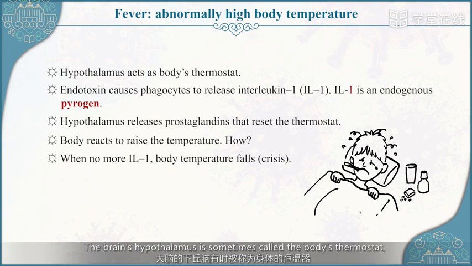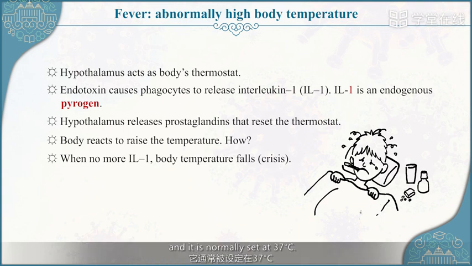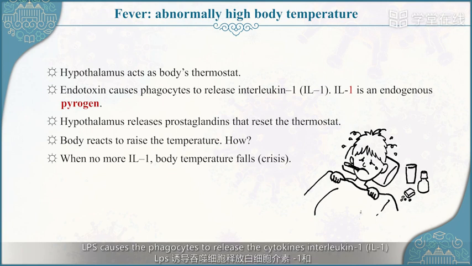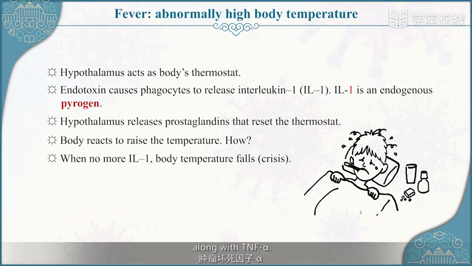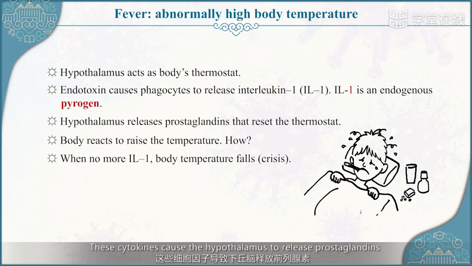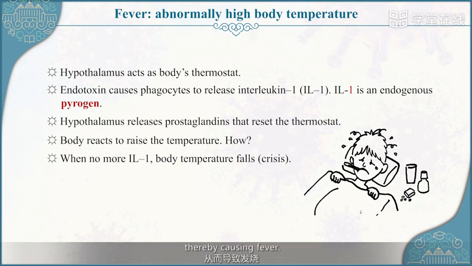The brain's hypothalamus is sometimes called the body's thermostat, and it is normally set at 37 degrees. When phagocytes ingest gram-negative bacteria, the LPS of the cell wall are released. LPS causes the phagocyte to release the cytokines interleukin-1, IL-1, along with TNF-alpha. IL-1 is an endogenous pyrogen. These cytokines cause the hypothalamus to release prostaglandins that reset the hypothalamic thermostat at a higher temperature, thereby causing fever.